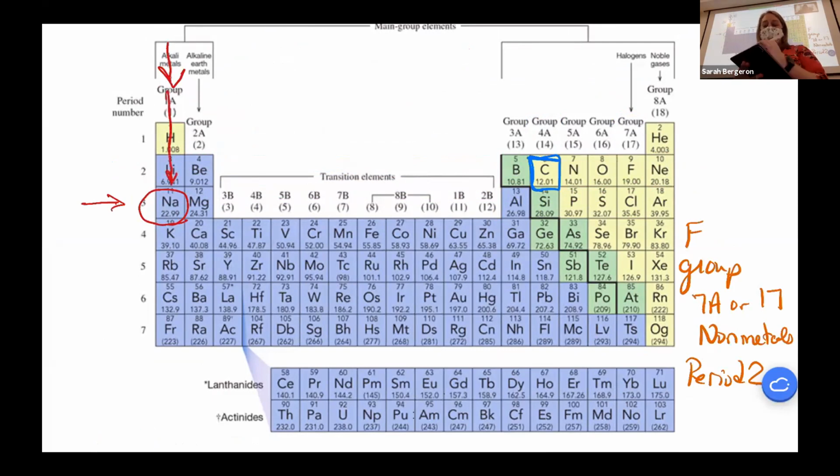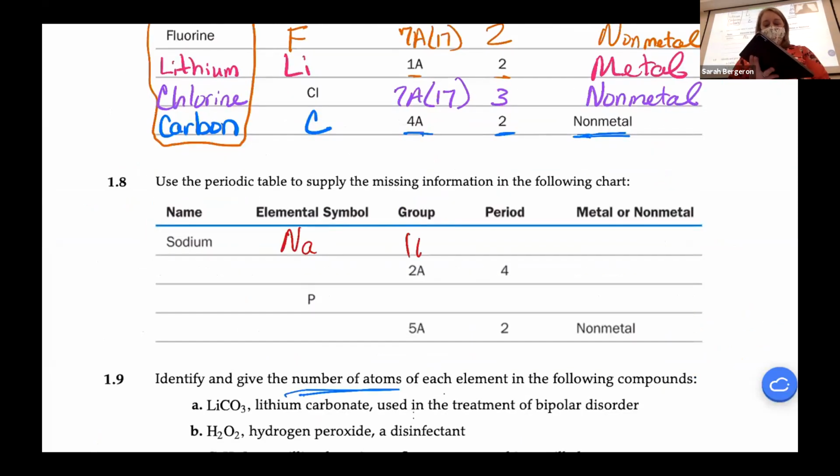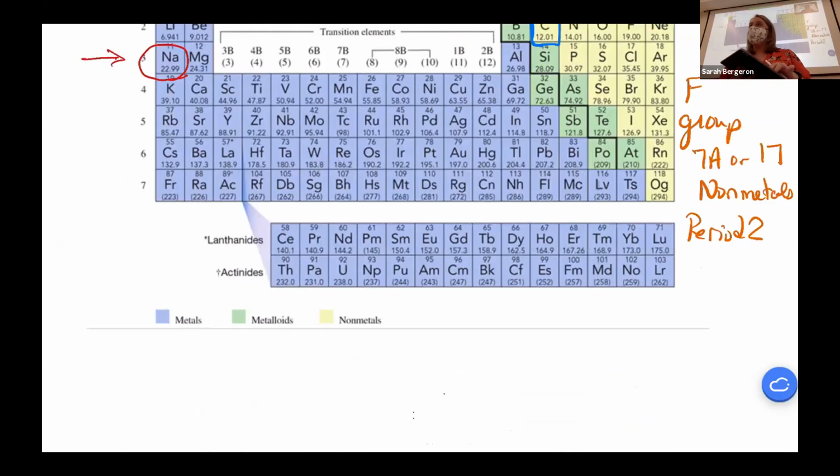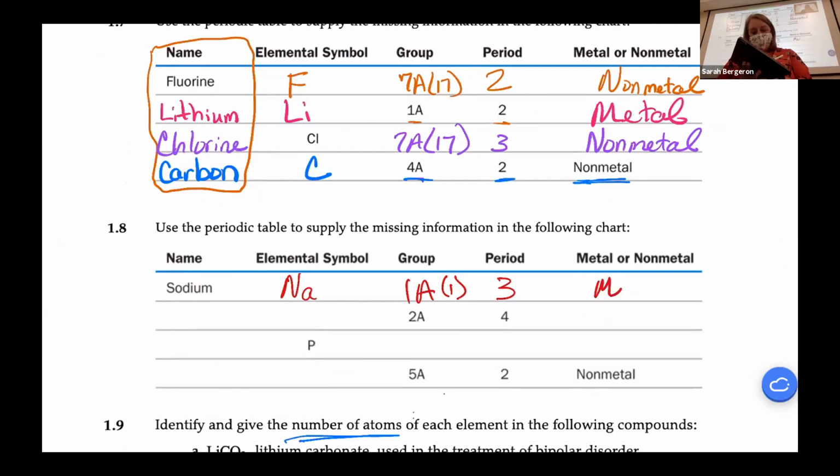So we're in group what? 1A, and we're in period 3. So we are in group 1A, and we are in period 3. What's another way to write that group? Just a simple one. Is it a metal or a non-metal? How did you know it was metal? It's blue. Metal.